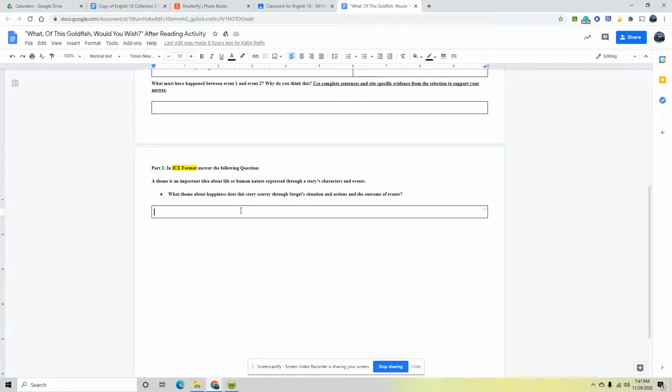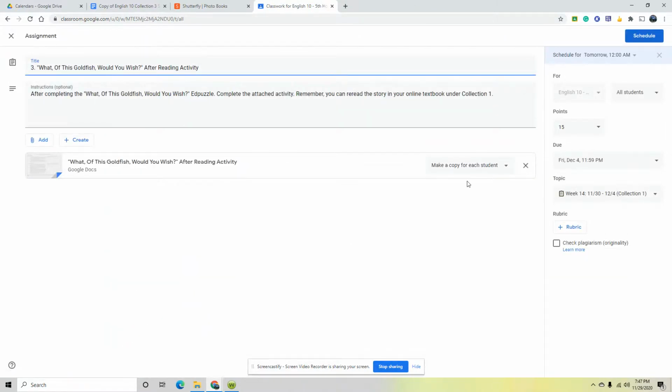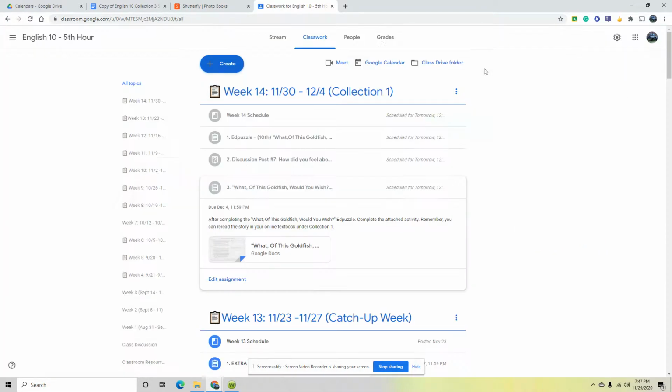If you need a reminder on what to do for ICEing, you need to take a look at the ICE activities that we did prior to your paper that you just submitted. So keep that in mind. And I just want to make sure, oh, yep, we have a copy for each student. That's good. That is important.